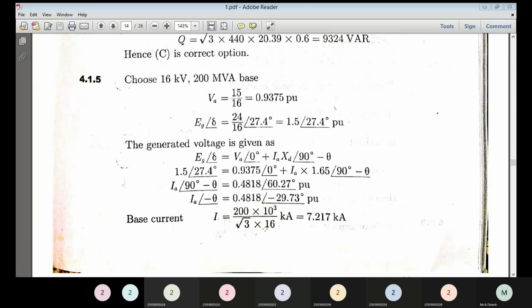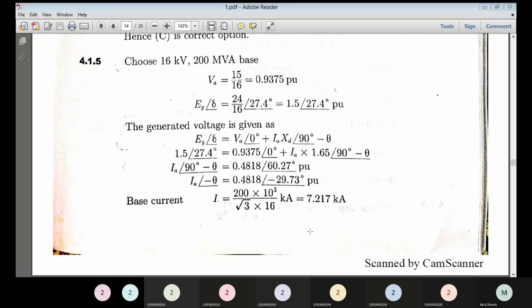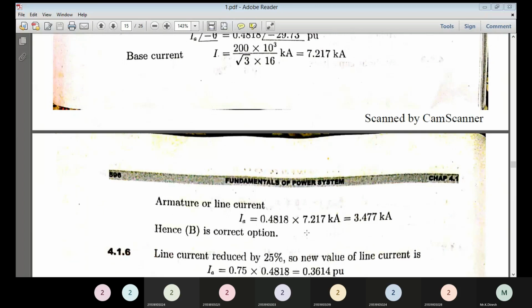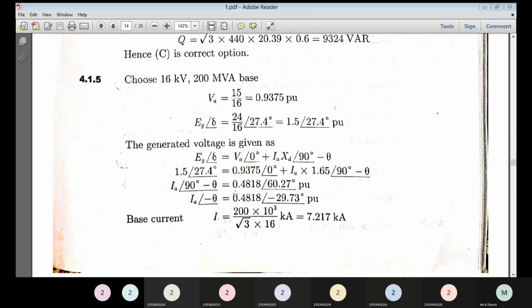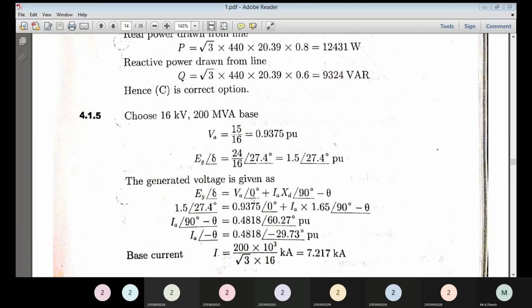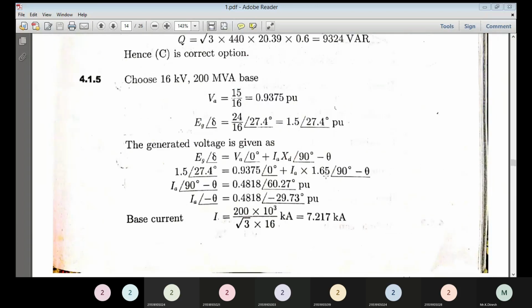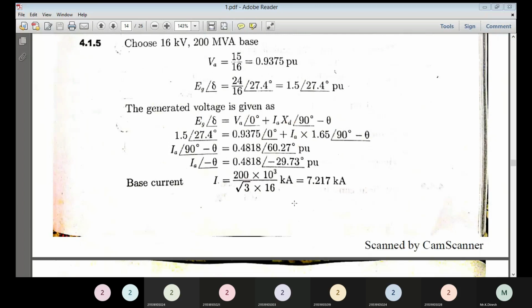So I equals the base current, that is 200 into 10 power 3 divided by root 3 times 16. So the base current is 7.217 kiloamperes. So we need the current value. The generated current is 0.4818, and I am multiplying with your base current Ib. If I multiply, I get 3.477. So what is the right option? Option B is correct, 3.477 kiloamps.